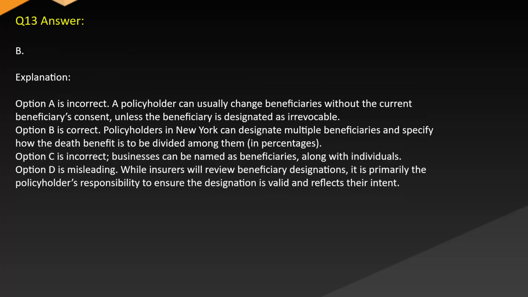Answer B. Explanation. Option A is incorrect. A policyholder can usually change beneficiaries without the current beneficiary's consent unless the beneficiary is designated as irrevocable. Option B is correct. Policyholders in New York can designate multiple beneficiaries and specify how the death benefit is to be divided among them in percentages. Option C is incorrect. Businesses can be named as beneficiaries, along with individuals. Option D is misleading. While insurers will review beneficiary designations, it is primarily the policyholder's responsibility to ensure the designation is valid and reflects their intent.